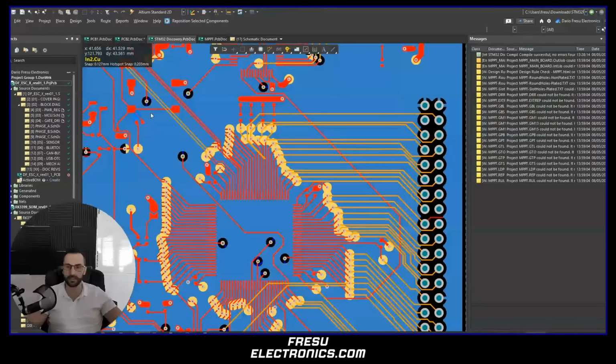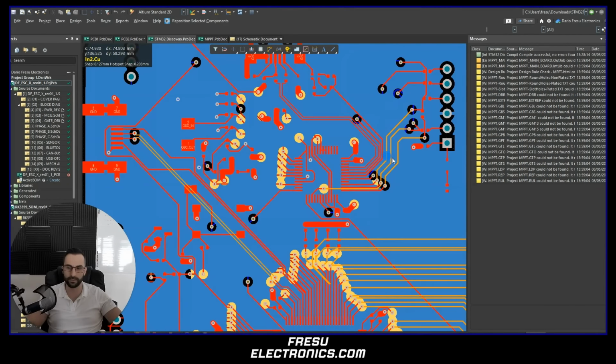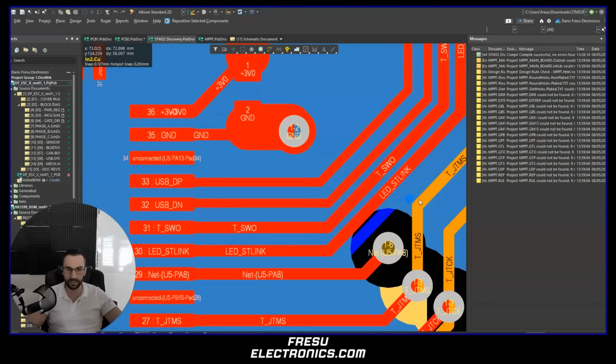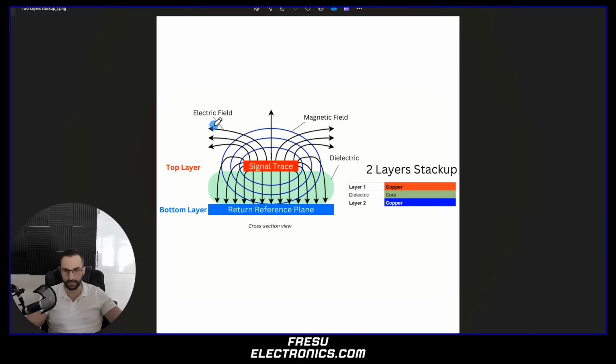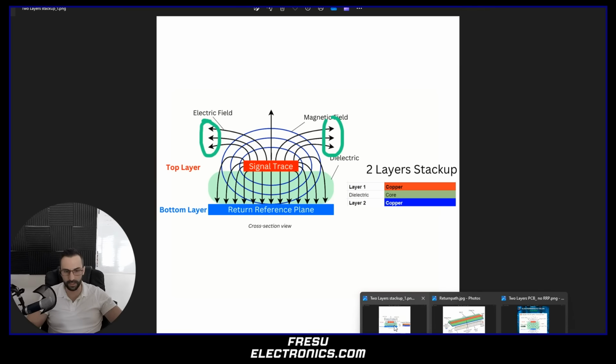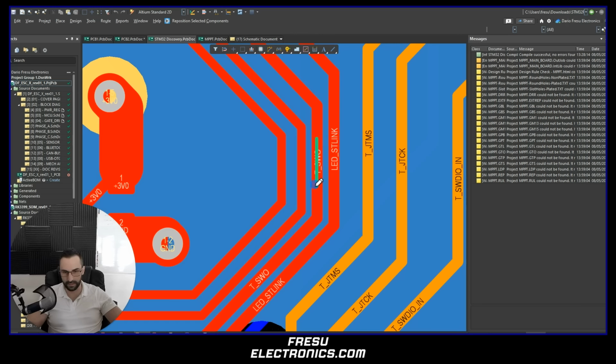Problem number 2 is having the traces very close to each other. So we talked already about the signal crosstalk. Like in this case, we have these signals which are very close to each other. So this means that the electric fields, these fringe fields in here, are going to couple with each other. So the fields of this signal will couple to this signal here. And then what happens is that we will have the signal compromised. So this will be a signal integrity issue.